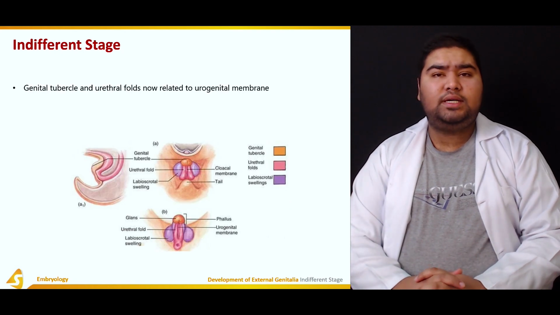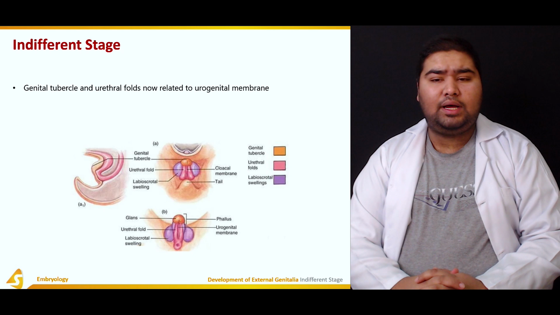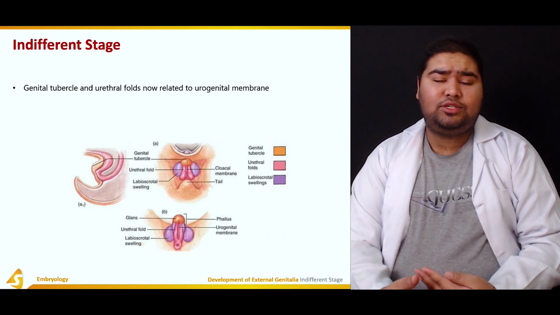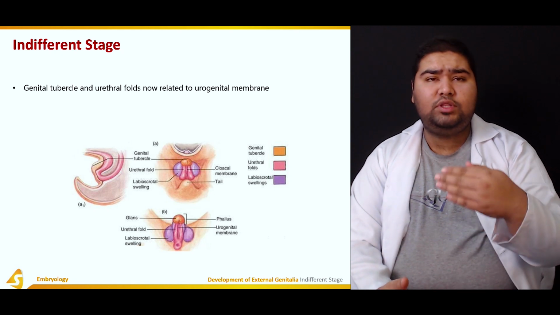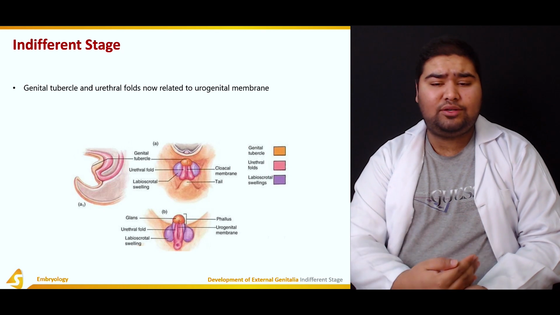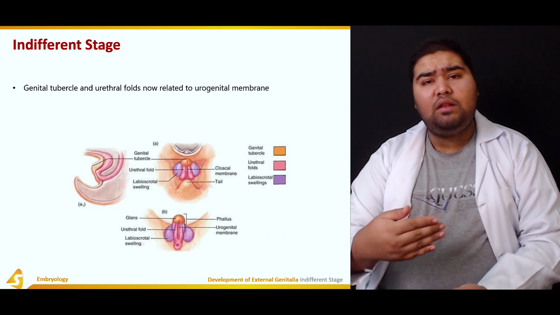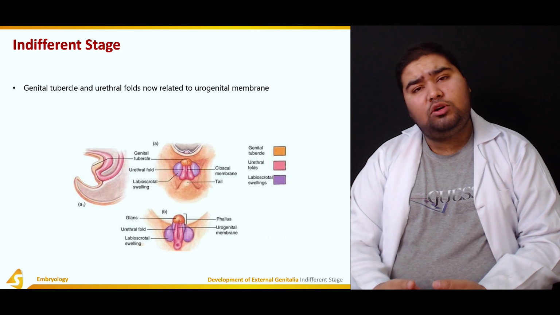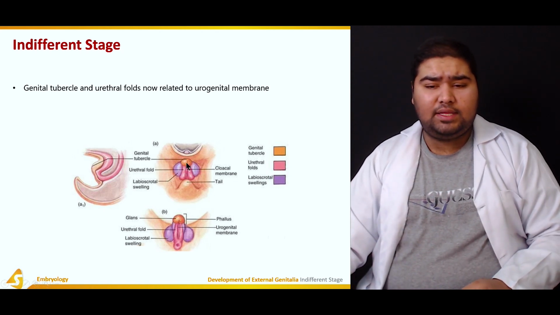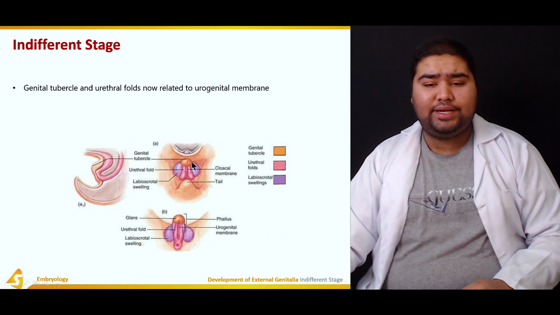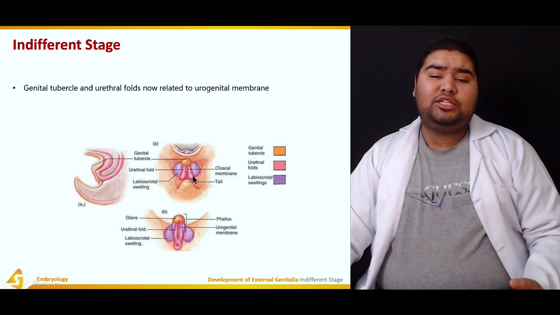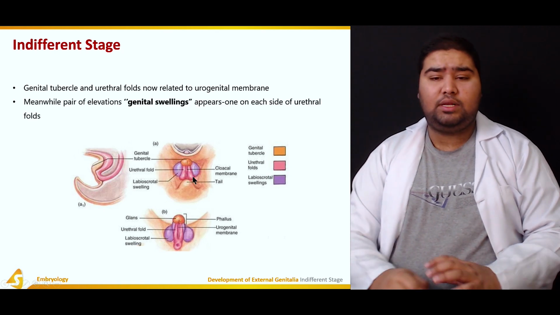So the genital tubercle and the urethral folds are now related to the urogenital membrane. That's an obvious part because both the genital tubercle and the urethral folds lie anteriorly, towards the ventral aspect. The anal folds lie posteriorly, towards the dorsal aspect. Both the genital tubercle, seen in the figure in orange, and the urethral folds in purple are associated with the urogenital membrane.